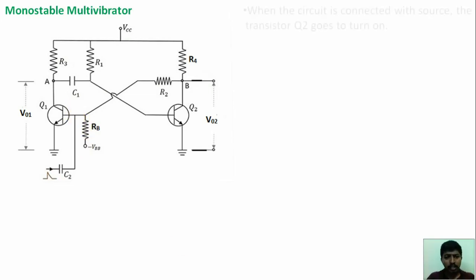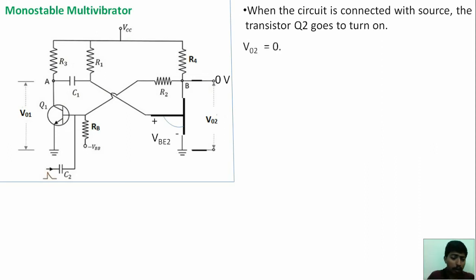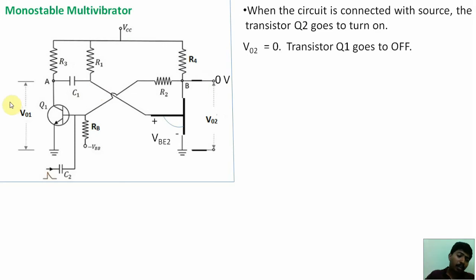When the circuit is connected with the DC source, the transistor Q2 turns on first, so the Q2 transistor acts as a short circuit. So what will be the voltage? V02 will be 0 because it is directly connected with ground. So the transistor Q1 will turn off because the base to emitter voltage will be 0. Transistor Q1 will act as open, so the voltage V01 will become Vcc.